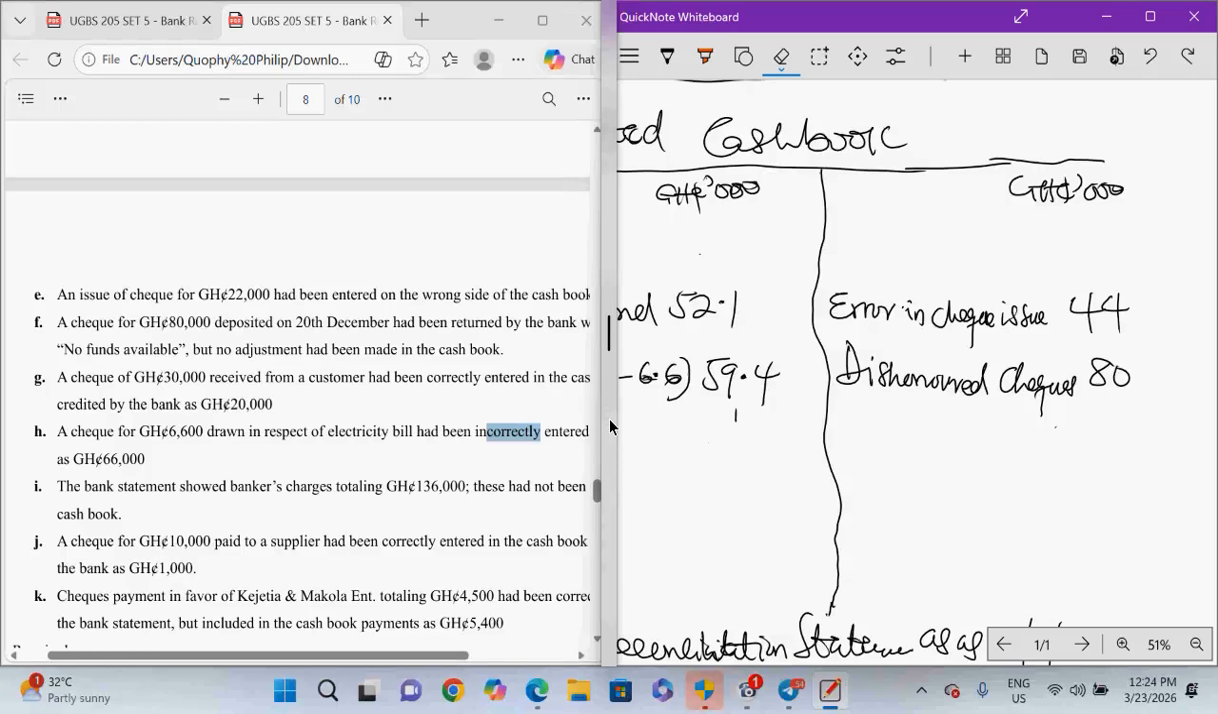And the difference will still remain at the credit side of 6,600. Let's continue.